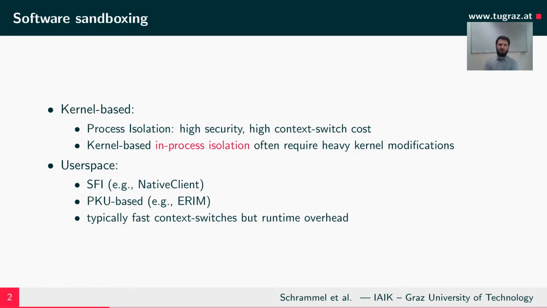So software can be sandboxed using various different techniques. For example, it can be kernel-based with separate processes. This offers high security, but also a high context switch cost. There's other kernel-based in-process isolation techniques. However, they also require heavy kernel modifications. And sandboxing can also be done entirely in Userspace. For example, using software fault isolation as done in native client, or based on protection keys like Ariane does. They typically offer fast context switches, but typically incur a small runtime overhead.